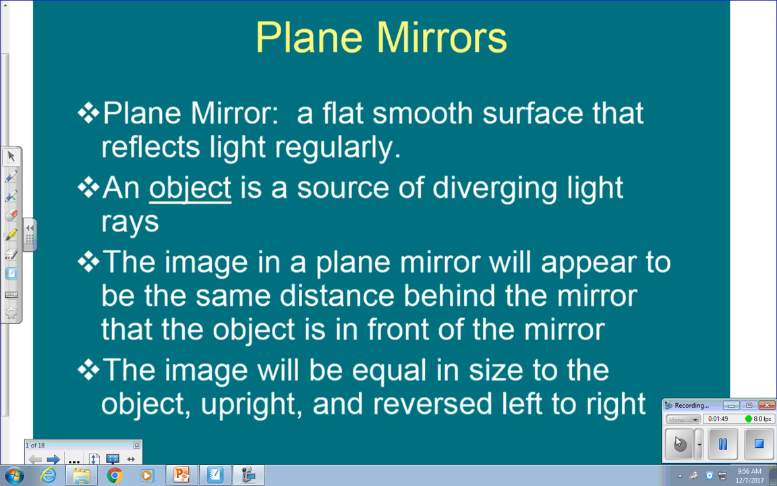so the image seen in a plane mirror is going to be the same size as the object. It's going to be upright, and it's going to be reversed from left to right. And it's going to appear to be the same distance behind the mirror that the object is in front of it, even though light can't exist behind that mirror.